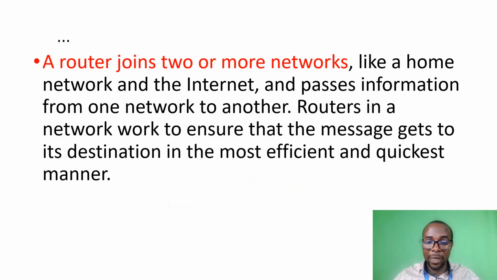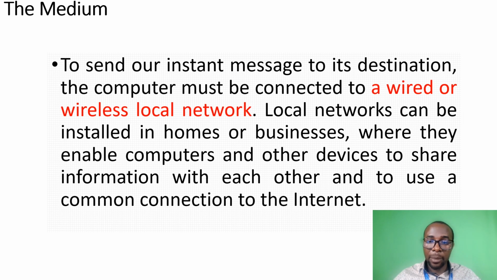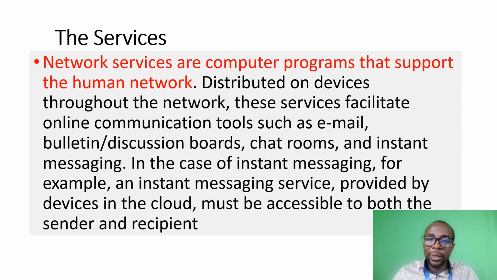I have already mentioned that the router is there for joining 2 or more networks. Then the medium is either wired or wireless. Furthermore, we will also explore different types of wire. Before reaching the last one, I also have to talk about services. The services on the computer network are computer programs that support the human network.